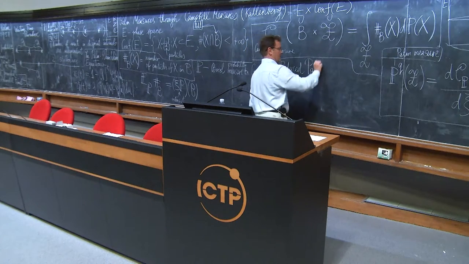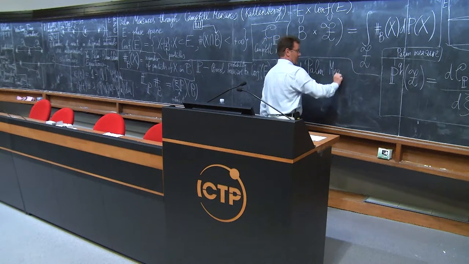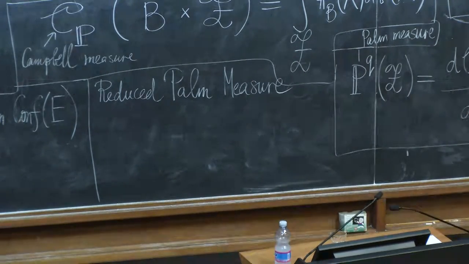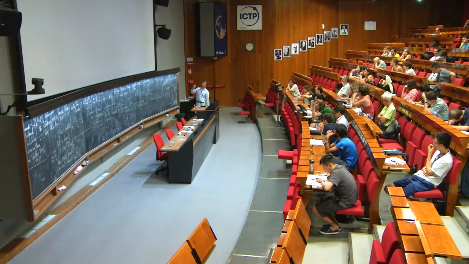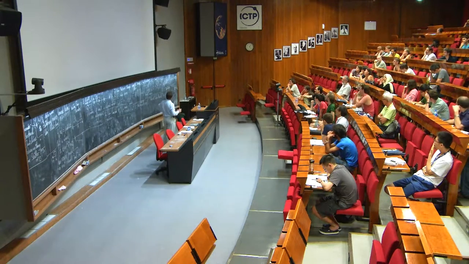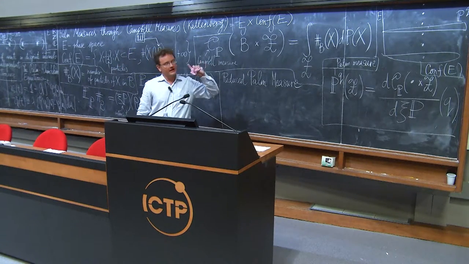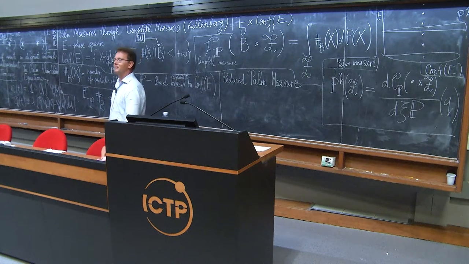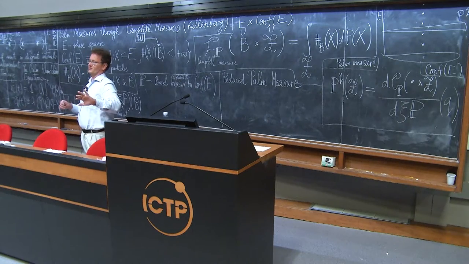Reduced palm measure. So what happens is that it is not convenient for me to have this particle at the point Q. So palm measure is conditional measure with respect to the event that I have this particle at Q. This is the formal definition. But it is convenient for me to erase this particle at Q.